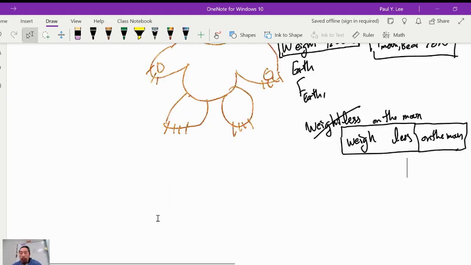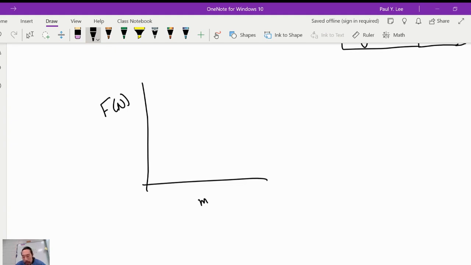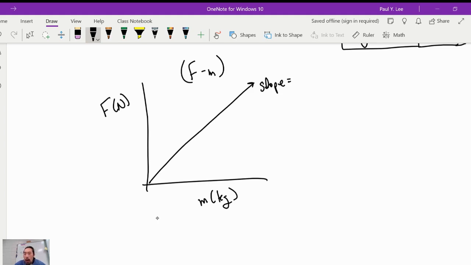So back to the lab. For the lab, we had a graph, and we said it was the force in newtons, and we had the mass in kilograms, right? You should have gotten a slope, and this slope would be equal to roughly 10, the value of 10.